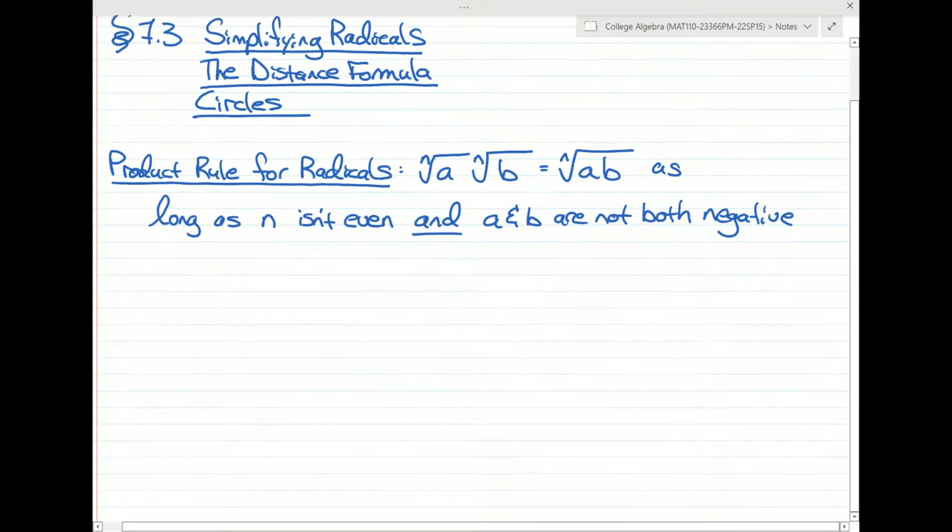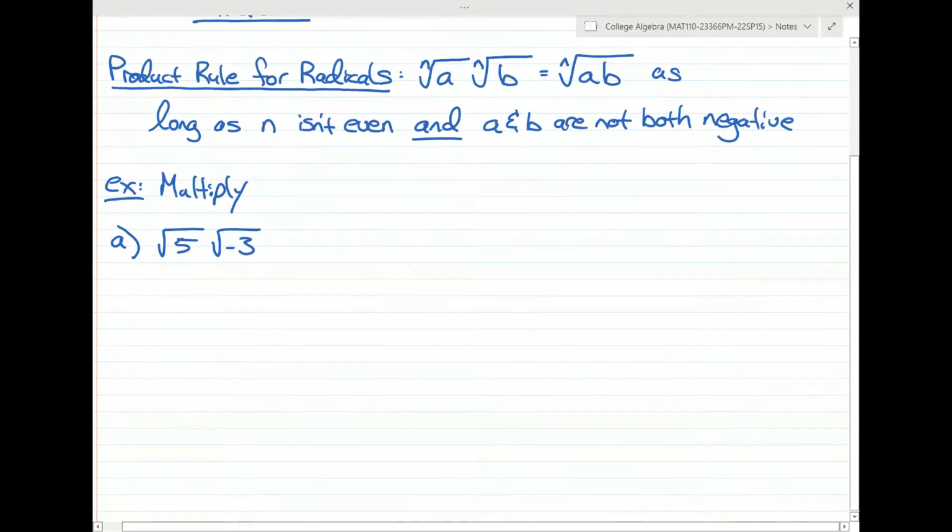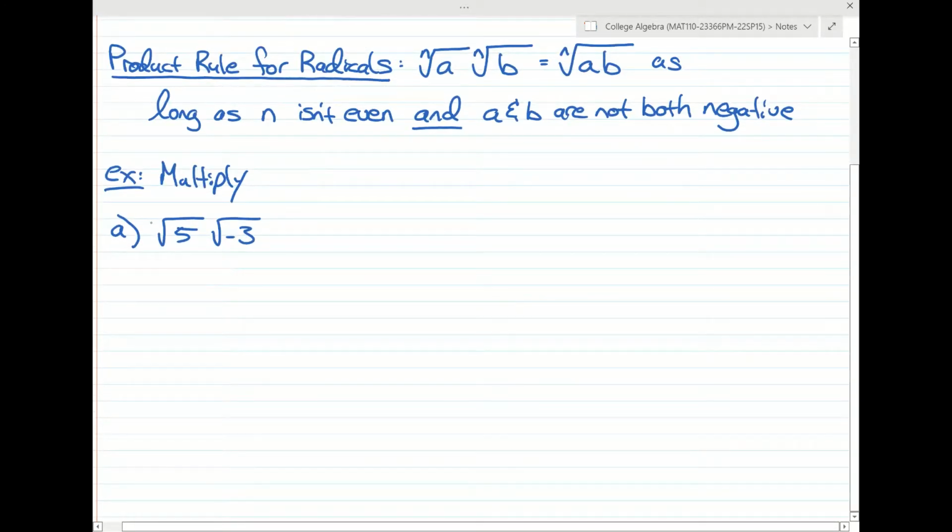We'll just get into this with some examples. I'll just ask you to multiply. And let's say we had the square root of 5 times the square root of -3. You're allowed to do this because even though the index is even, both numbers aren't negative. So this is totally fine if you want to do the square root of -15.